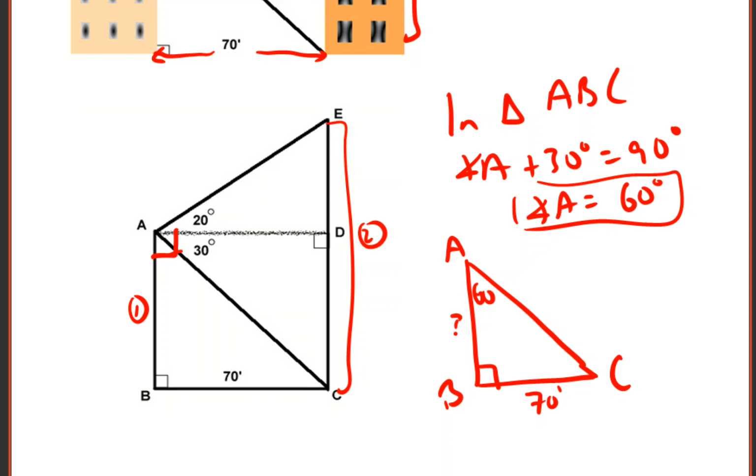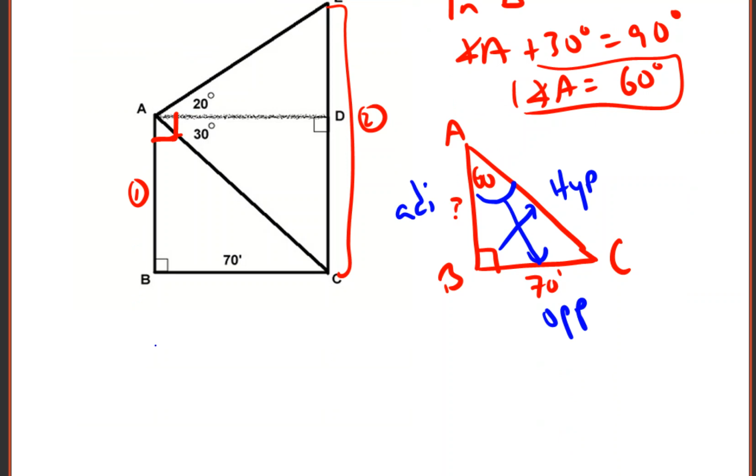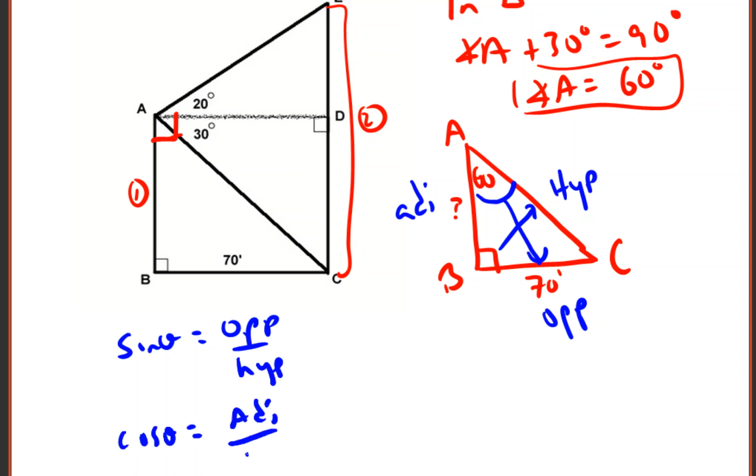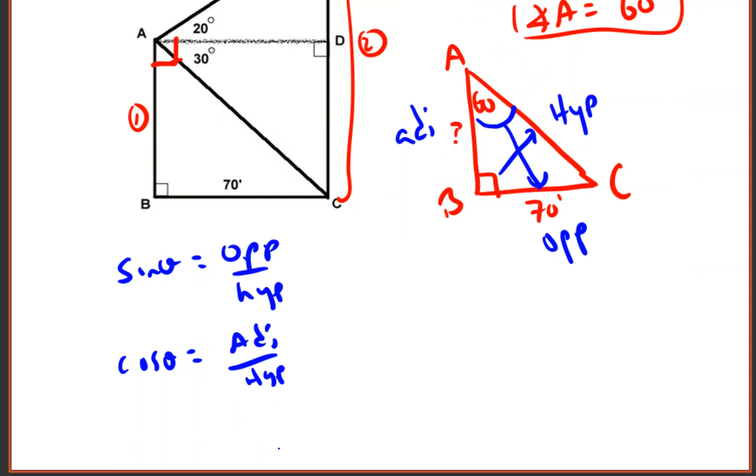Because it's a right angle triangle, I can use SOHCAHTOA. I'm going to label my triangle. The first thing I label is the hypotenuse, really important. The second is the angle I'm thinking about, which makes this side over here the opposite, and this side the adjacent. I'm going to write down my 3 sets of formulas. Sine theta equals opposite over hypotenuse. Cos theta equals adjacent over hypotenuse. And tan theta equals opposite over adjacent.